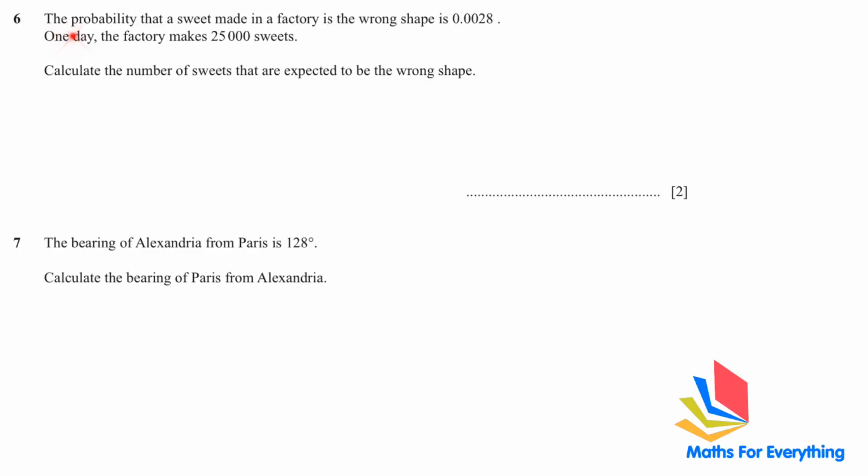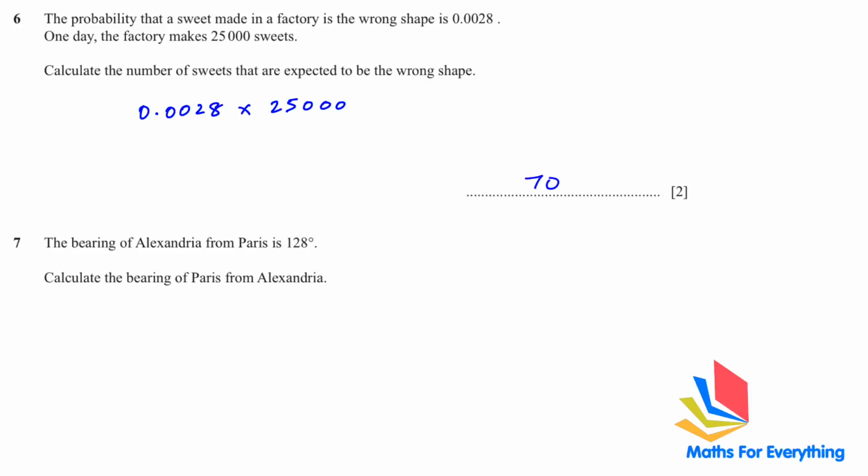Question number 6. The probability that a sweet made in a factory is the wrong shape is 0.0028. One day the factory makes 25,000 sweets. Calculate the number of sweets that are expected to be the wrong shape. Very easy to mark. The probability has been given to you, which is 0.0028. The number of sweets has been given to you. So we just multiply. And the answer is 70.